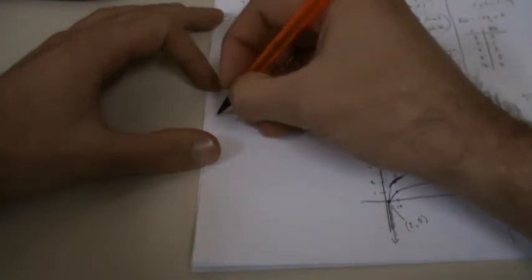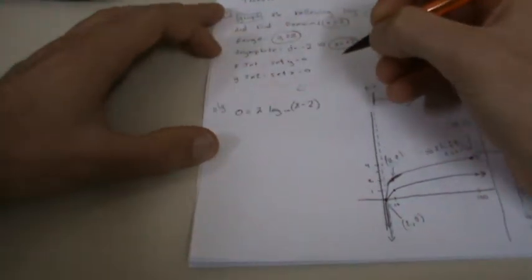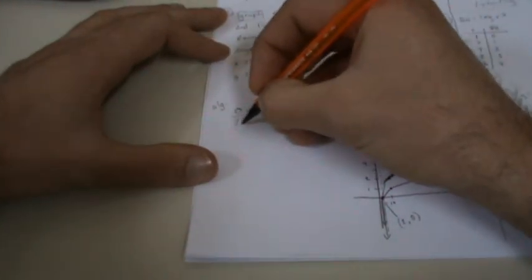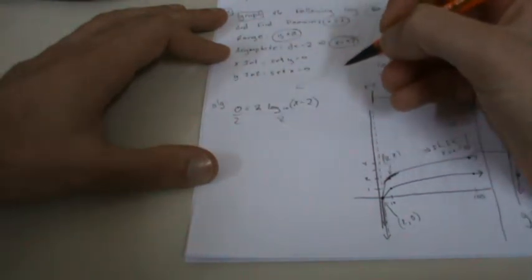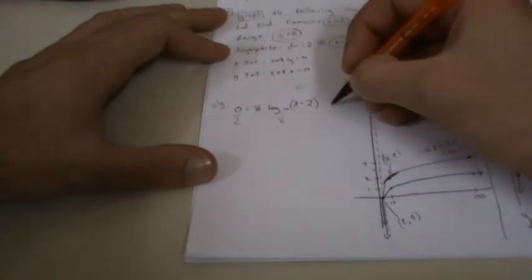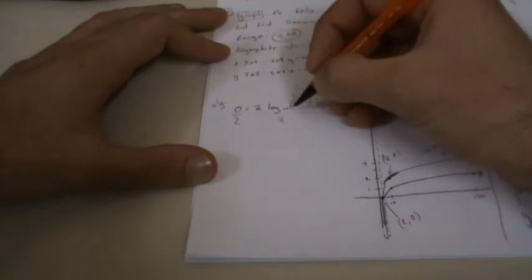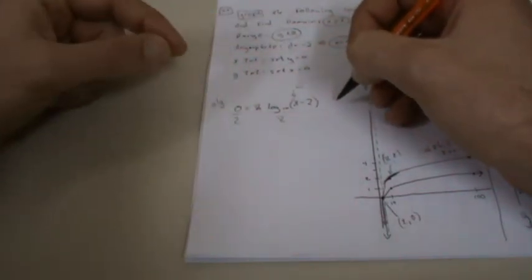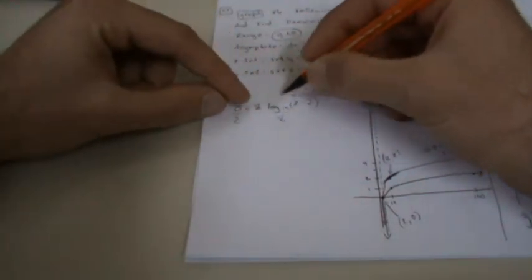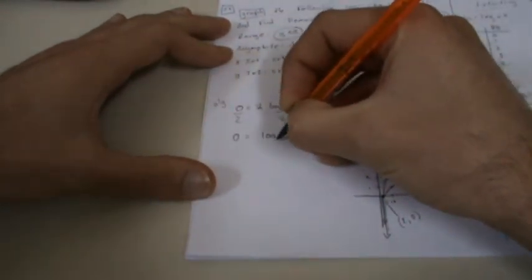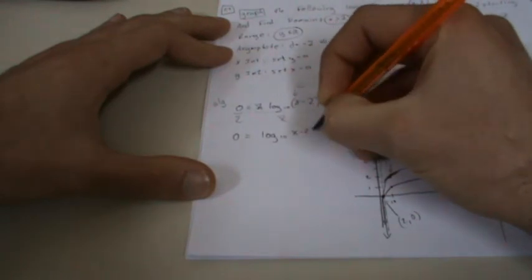Okay, and so now I'm going to have to do some algebra. The algebra here is as follows. I'm going to have to divide by 2, divide by 2. The algebra is always done the same way. I would start on the outside and try to get rid of everything outside of the parentheses first until the logarithm is all by itself. And so I say 0 is equal to log base 10 of x minus 2.